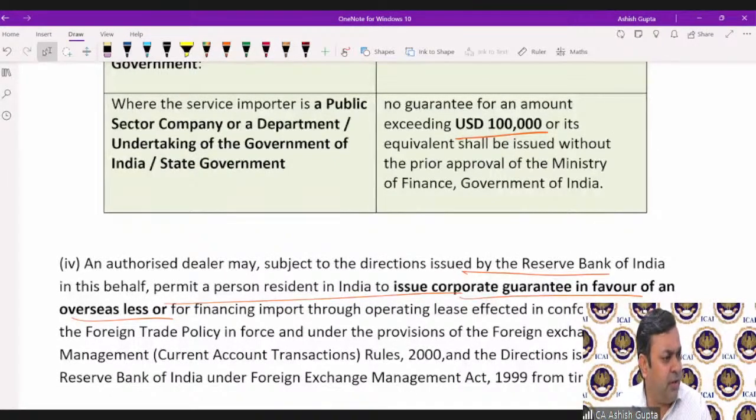So is there any doubt in import of goods and services? Examiner will ask a simple short note from this only. If you have any doubt, you can let me know for this part.